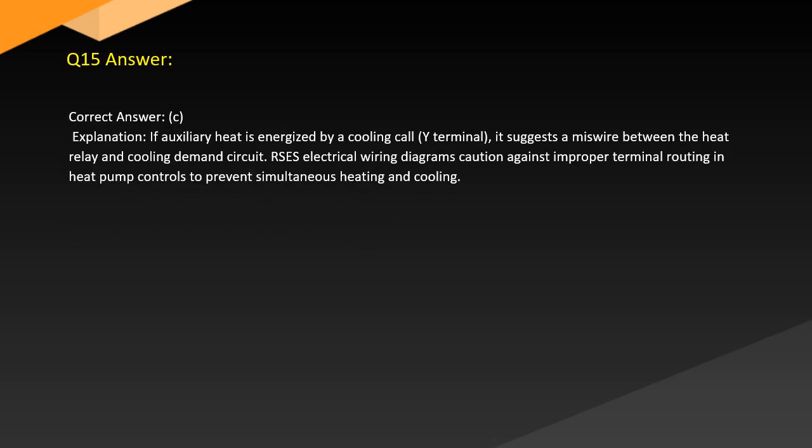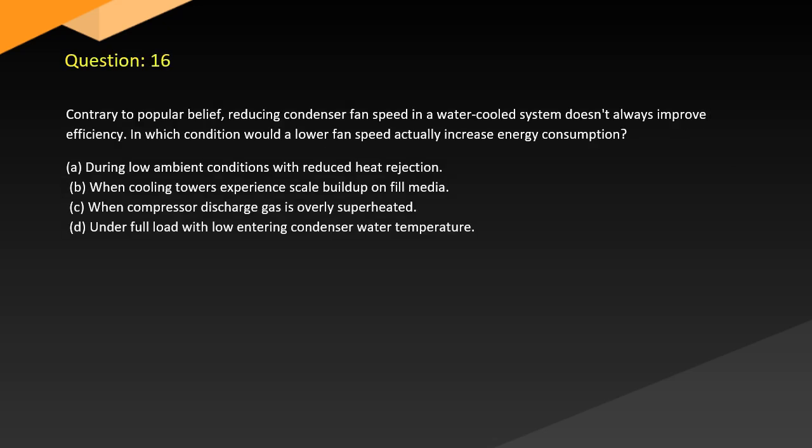Answer. Correct answer, C. Explanation. If auxiliary heat is energized by a cooling coil Y terminal, it suggests a miswire between the heat relay and cooling demand circuit. RSES electrical wiring diagrams caution against improper terminal routing in heat pump controls to prevent simultaneous heating and cooling. Question 16.